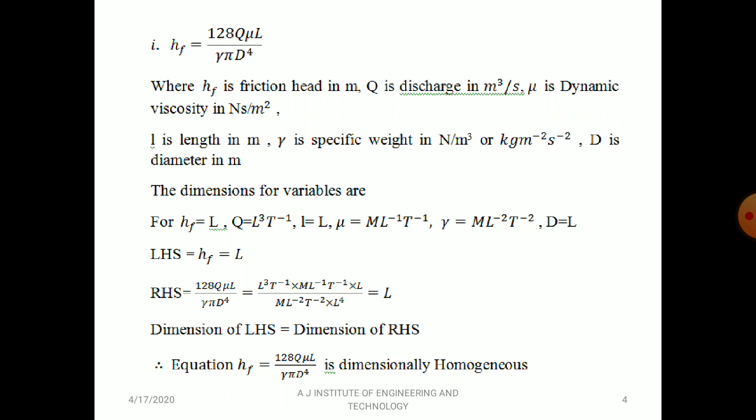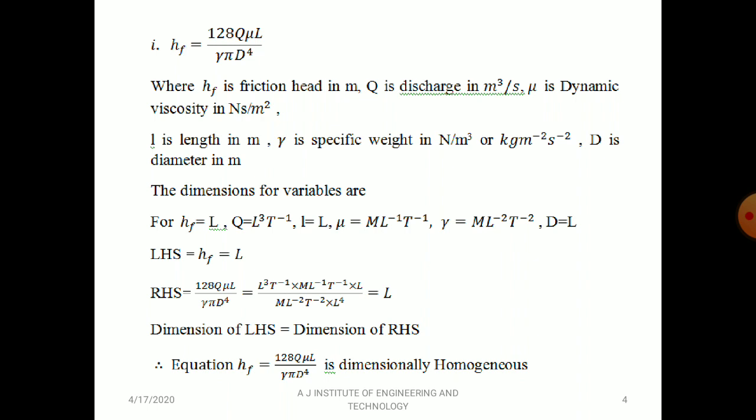Then viscosity mu, the unit is Newton second per meter square. Now we have to replace Newton. So how to replace Newton? That is from Newton's second law of motion, F equal to m into a, that is mass into acceleration. The unit of mass is kg and acceleration is meter per second square. So the overall unit for Newton, or force, becomes kg into meter into s to the power minus 2.